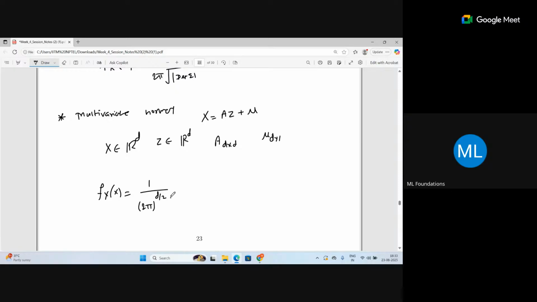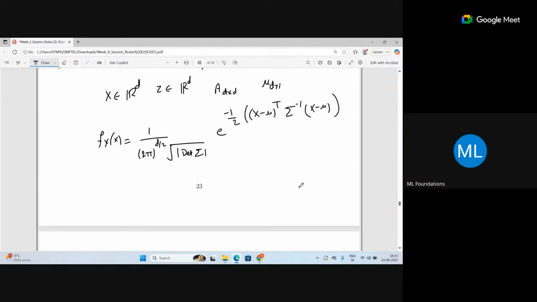Divide by 2, and square root of, again the same determinant, mod of determinant of sigma, and then e to the power minus half, x minus mu transpose sigma inverse x minus mu. This is going to be the joint density. And by looking at this joint density, this looks like a normal density only. It is normally distributed with mu, and the variance will be a covariance matrix. So this is going to be a covariance matrix.